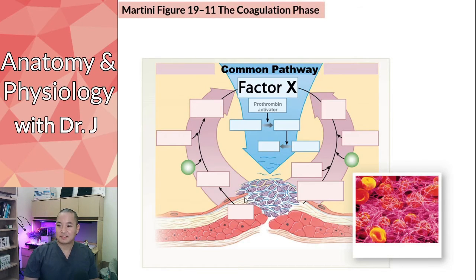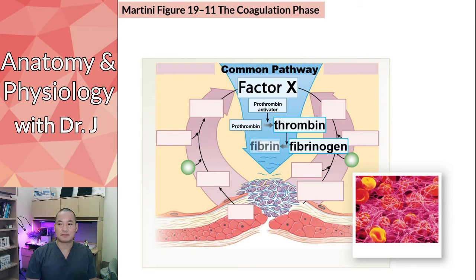So this is what we have here. Factor X is a prothrombin activator. It takes prothrombin, which is inactive, and cleaves it to form an active enzyme called thrombin. Now, thrombin itself is an enzyme, and it's going to convert fibrinogen into fibrin. And fibrin is the protein that ends up patching up the little cracks between all these platelets right here.